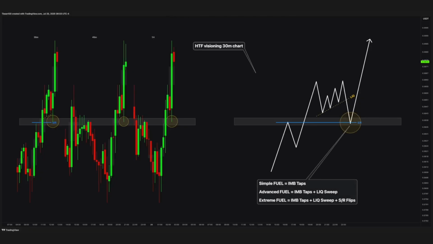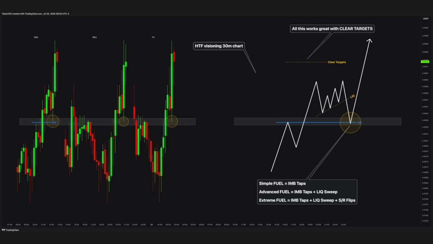In my price action diary, I have 3 types of fill. Simple fill is imbalance taps. Advanced fill is imbalance taps plus liquidity sweeps. And the extreme fill is imbalance taps plus liquidity sweeps plus SR flip points. So more confluences are better for the trades.